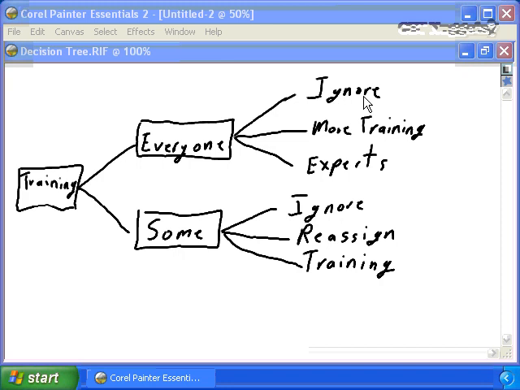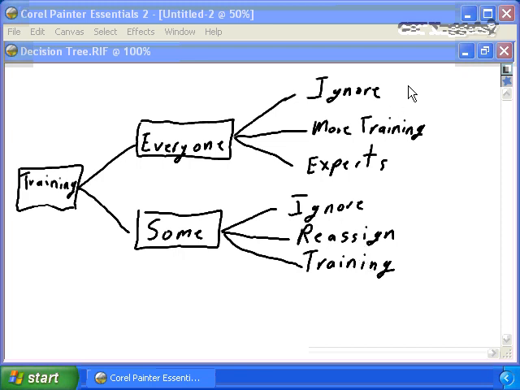So we could ignore and assume it's going to get better. We could immediately provide more training, or we could bring in experts to supplement the team, to provide peer support, to provide buddy programming approaches. Same thing on the some. We could ignore, we could reassign those staff and bring in additional staff, or we could provide additional training to those team members who are impacted by the learning curve issues.